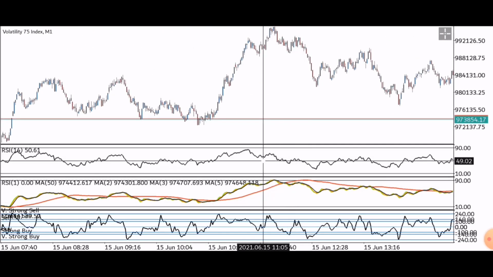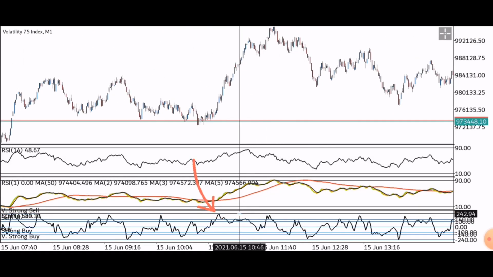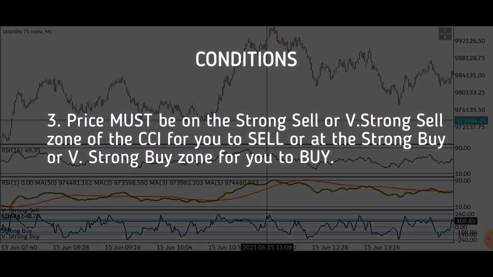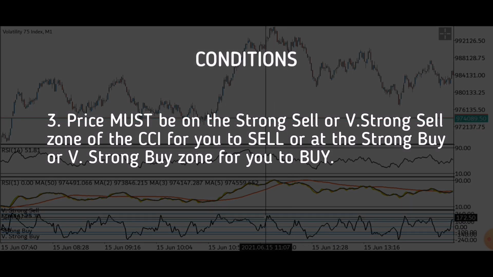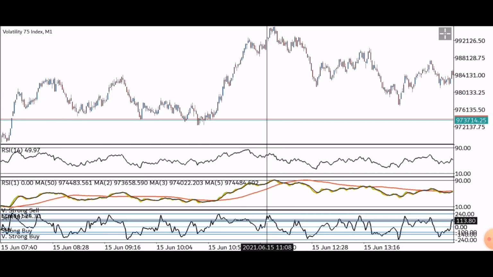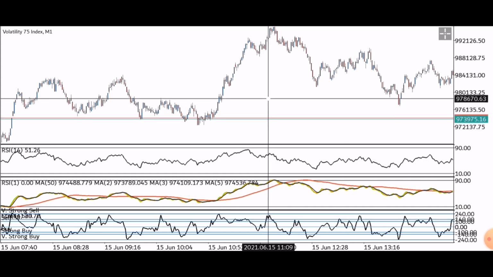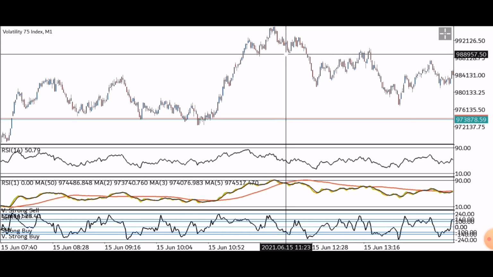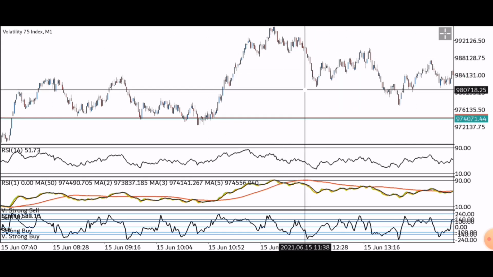Now the final condition has to do with the CCI, that is the commodity channel index. Price must be in the strong sell or very strong sell zone for you to sell, or price must be in the strong buy or the very strong buy zone for you to buy. Just like we have on the charts now, I'm going to show you how we can apply these conditions to get a very good entry that will help us get up to 500 pips to over 1000 pips with these settings. So stay with me.